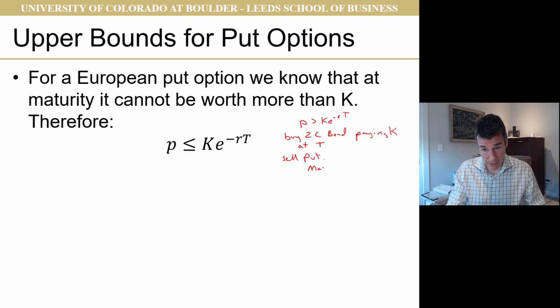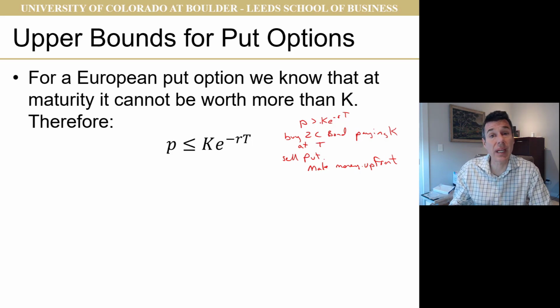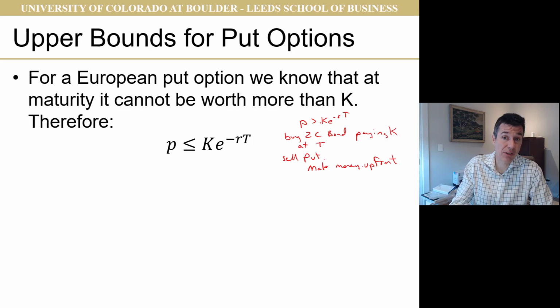Okay, we make money up front, right? P is strictly bigger than Ke^(-rT). So we make money up front. What happens at maturity? We've sold the put. Either someone exercises or they don't exercise. If they exercise, we buy the stock and give them K. But we had the zero coupon bond, so we have K. So we buy the stock, we give them K, now we have the stock, we sell the stock, we've made money at the end, whatever the value of the stock is, we made money up front.